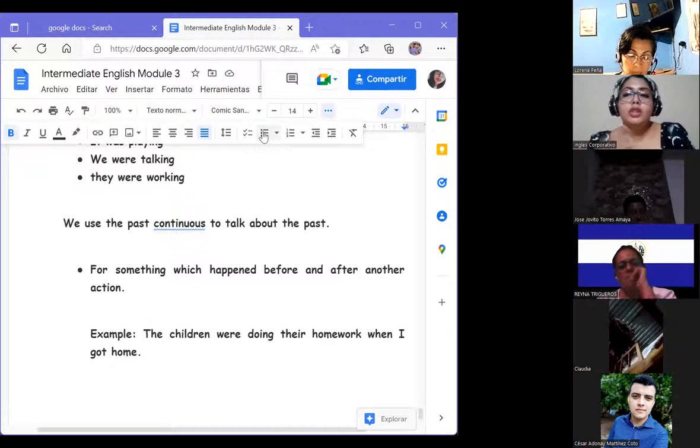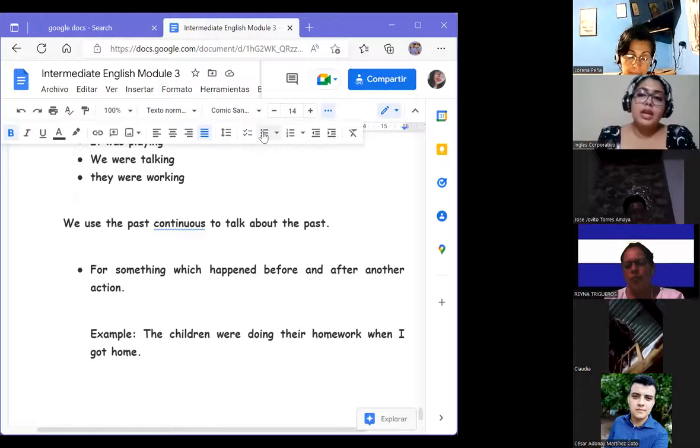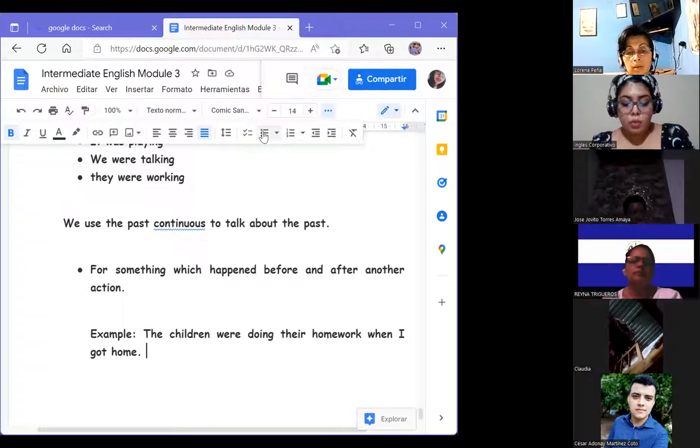En esa situación, yo llegué a casa, los niños empezaron a trabajar en su tarea. Una cosa que pasó después de otra. So, if we are just talking about a past, we can say, the children did the homework when I got home. Los niños hicieron su tarea cuando llegué a casa, que ya la completaron. Yo llegué, ellos ya habían terminado de hacer su tarea. Pero en la primera, the children were doing their homework when I got home. O sea, tuve que llegar yo para ayudarlos a que hicieran la tarea.